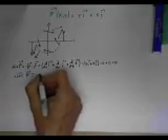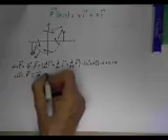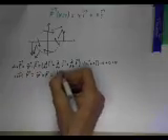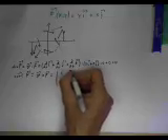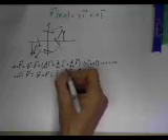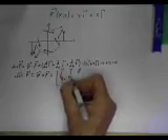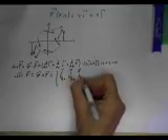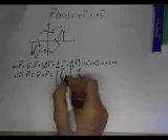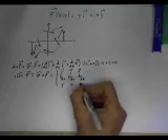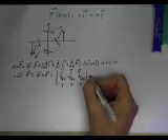Well, that's del cross f, which equals the determinant of i, j, k, partial with respect to x, partial with respect to y, partial with respect to z, and here we have y, here we have x, here we have 0.